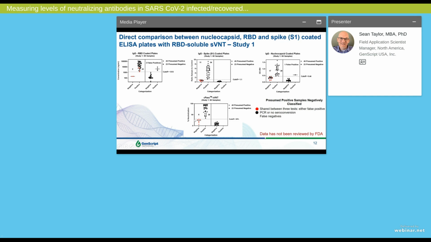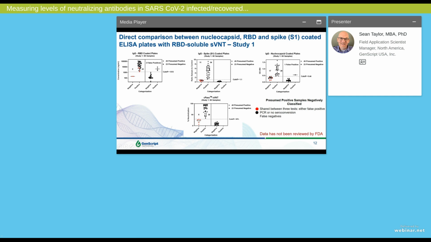Interestingly, the 6 false negative samples from the Cpass test, the 6 samples of the 45 that were called negative here, were also called negative in the nucleocapsid test and in the S1 test, where the specificity of those tests were very good. So our suspicion is that these 6 samples were either samples that didn't seroconvert, or they were samples that were called falsely positive by qPCR. So these were presumed positive by qPCR, and there is some controversy out there with qPCR testing in terms of what the cutoff is used to call a sample positive or negative.